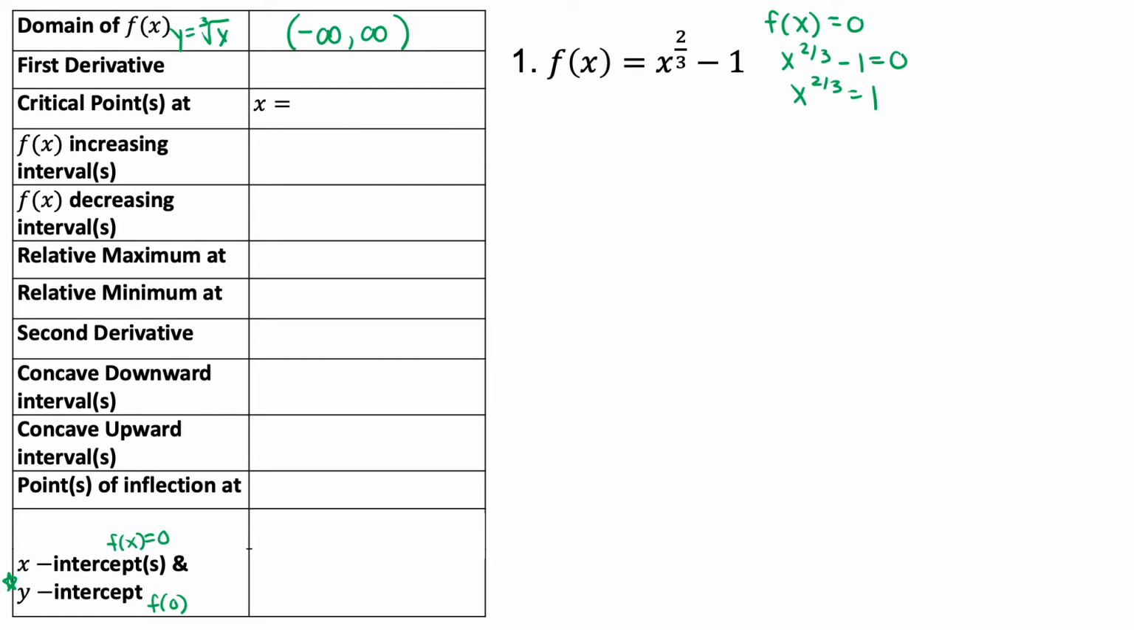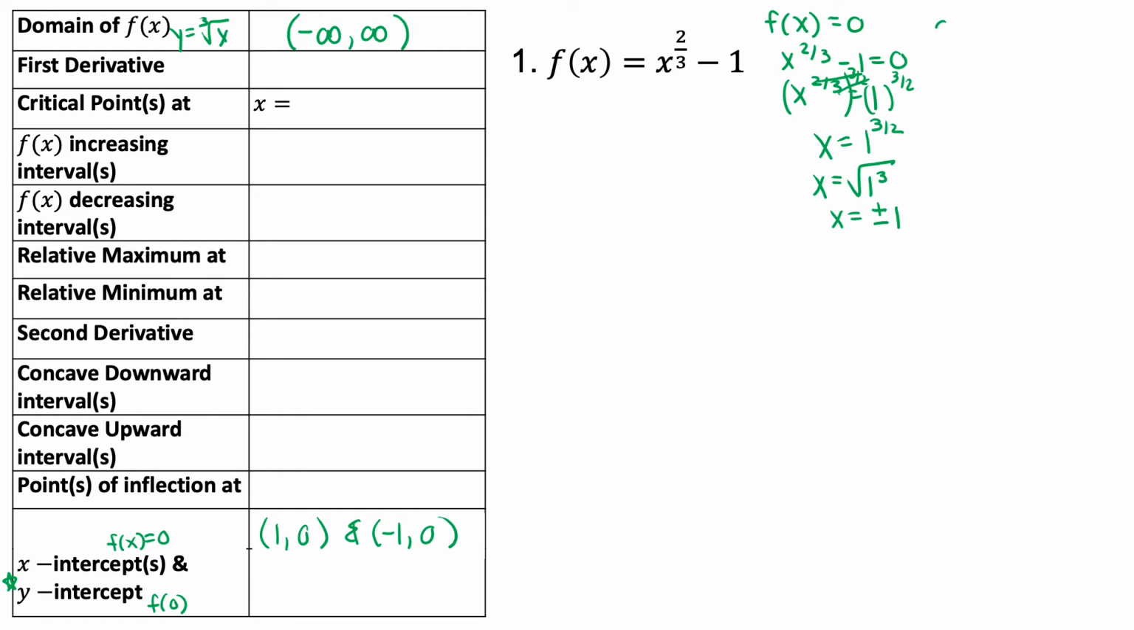To get rid of that 2/3 power, I'm going to raise it to the 3/2 on both sides. So we're left with x equals 1 to the 3/2 power, which is really the square root of 1 cubed. 1 cubed is just 1, and the square root of 1 would be plus or minus 1, so make sure you include both. So our x-intercepts happen at (1, 0) and (negative 1, 0).